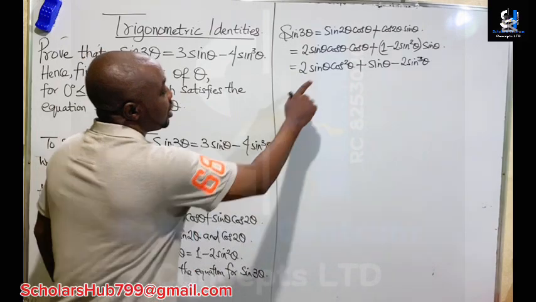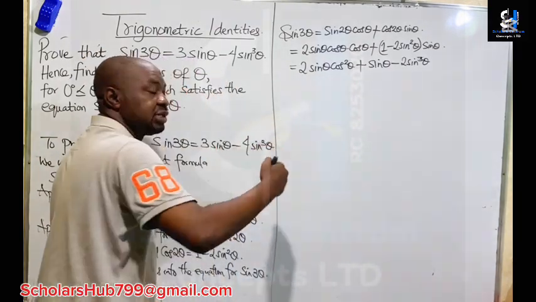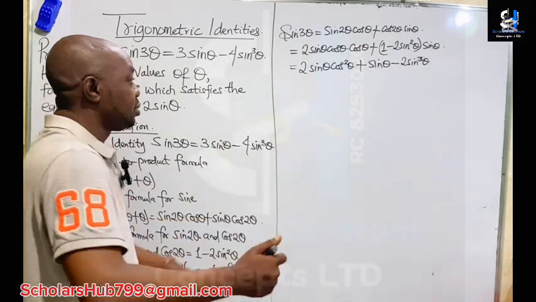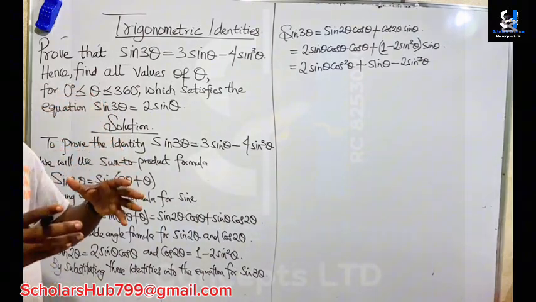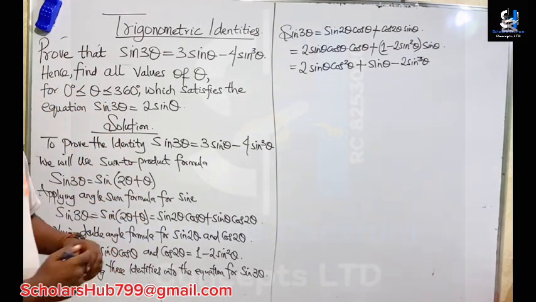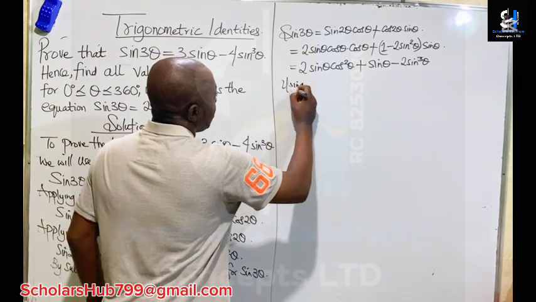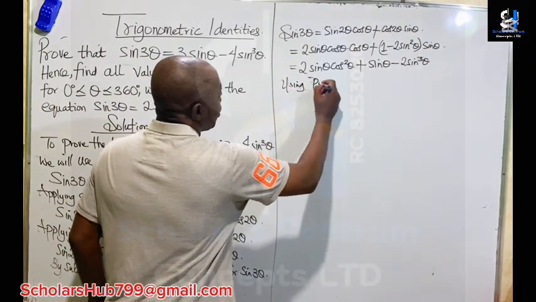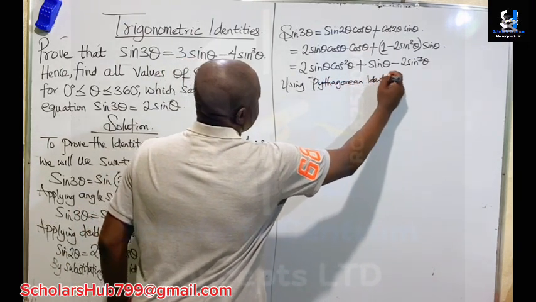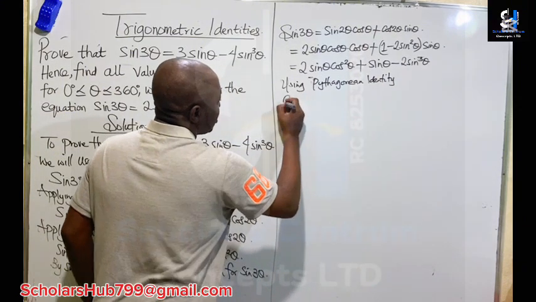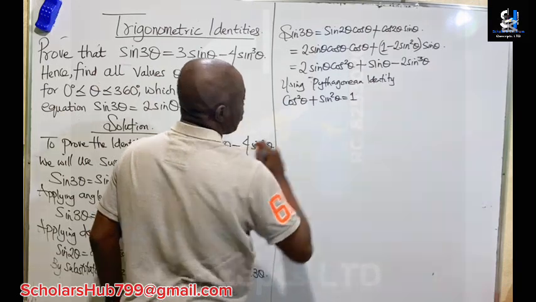So then also we have cos square theta in this case. So this cos square theta, we need to write it in terms of sine theta. And we know that one of the Pythagorean identities, because we have what we call Pythagorean identities, using the Pythagorean identity, now we know that cos square theta plus sine square theta is equal to 1.